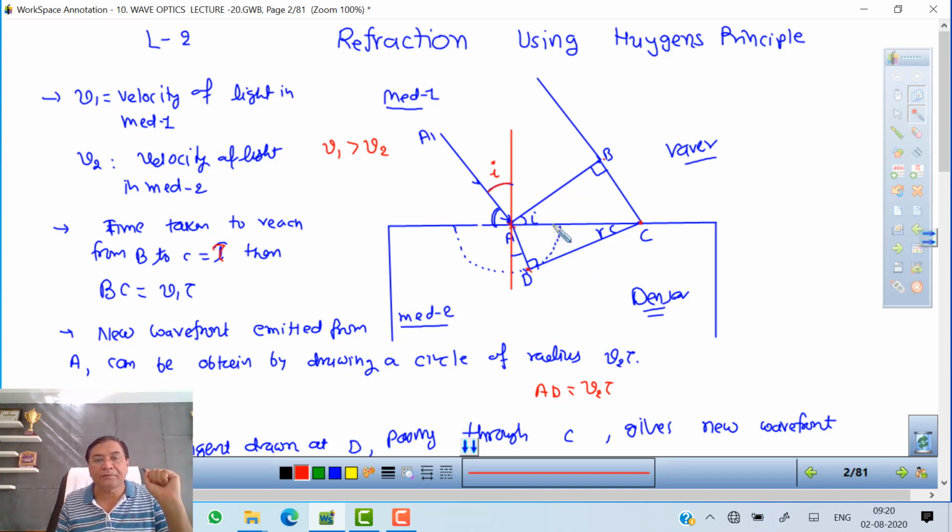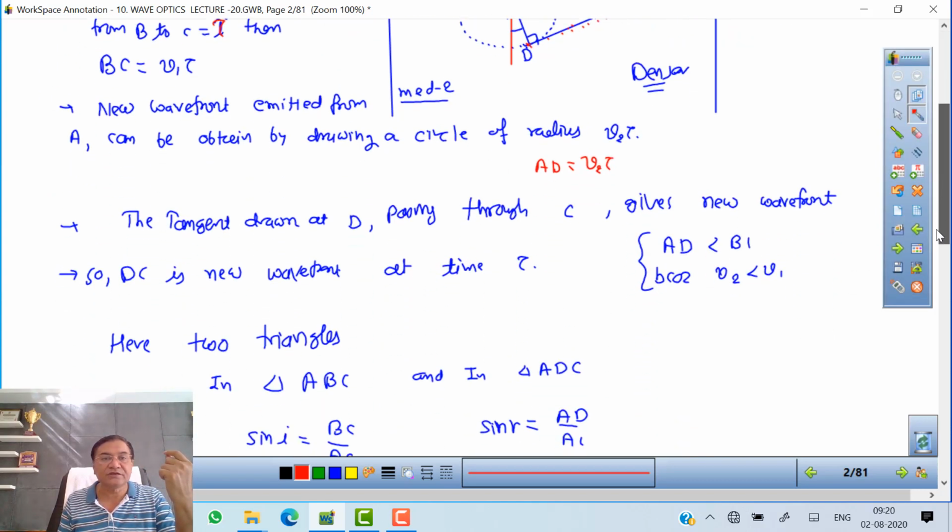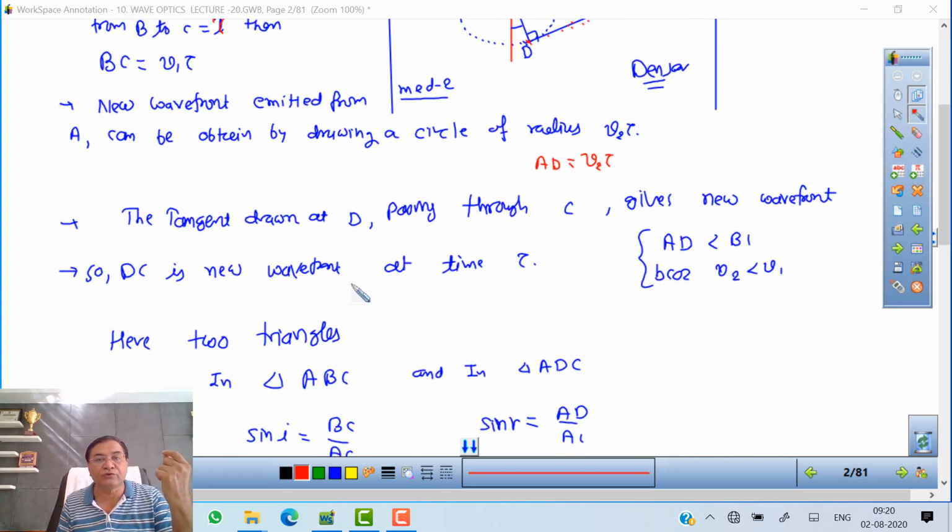The wave reaching here from one path, and another wave reaching here directly, you see this distance is less and this distance is more. So all the points on DC are in the same phase. So DC is your new wavefront. DC is the new wavefront at time tau.